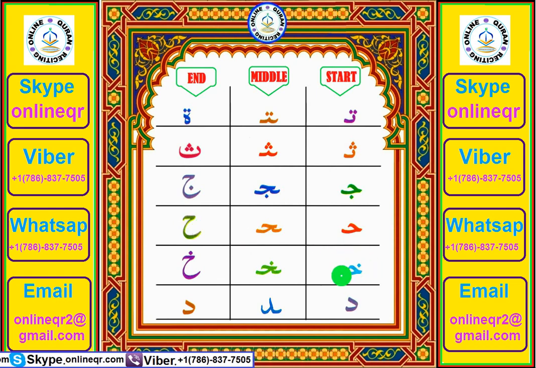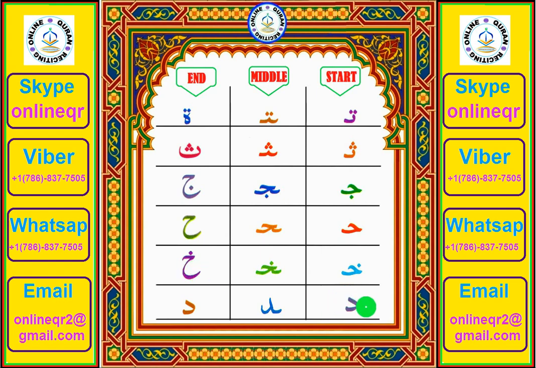This is Kha. When it is used in a sentence, this is the shape of start. In the middle, like this, and in the last, the shape of Kha, like this.